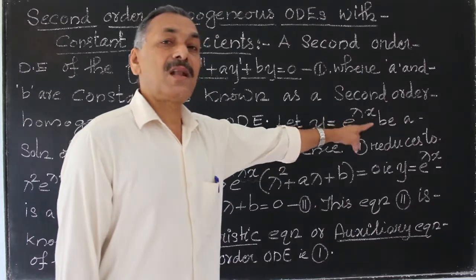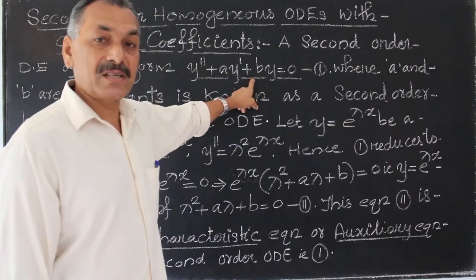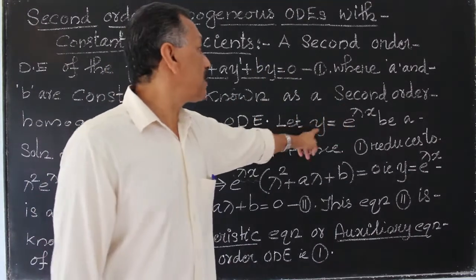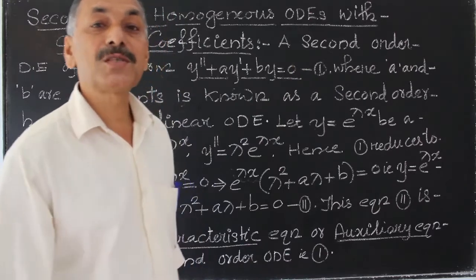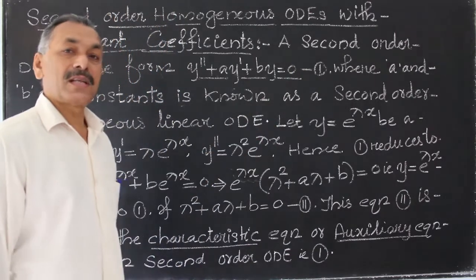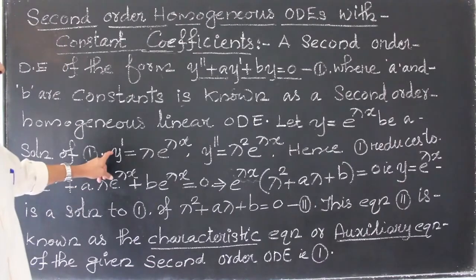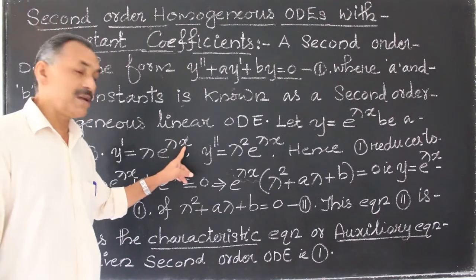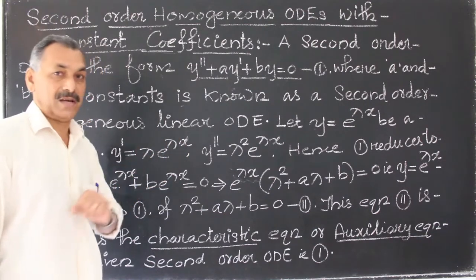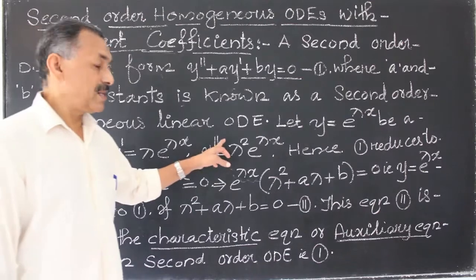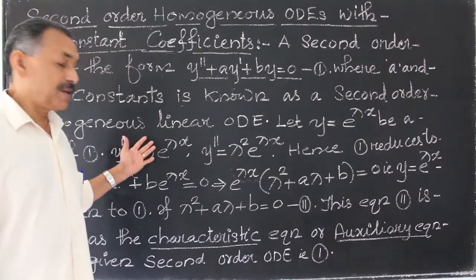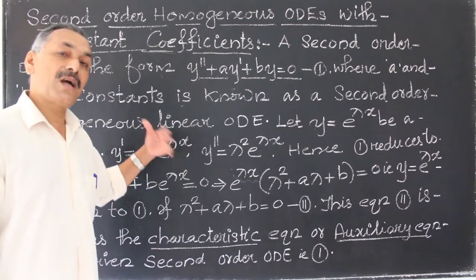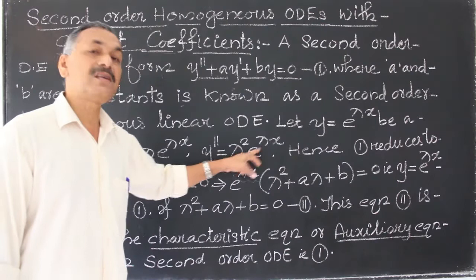Now if y is equal to e raised to lambda x is a solution of this given differential equation, then substituting the values of y double dash, y dash and y, we get 0. Y is equal to e raised to lambda x, then what is y dash? Y dash is equal to the derivative of e raised to lambda x, that is lambda e raised to lambda x. Then what is y double dash? Differentiating once more, lambda into e raised to lambda x into lambda, that is lambda square e raised to lambda x.